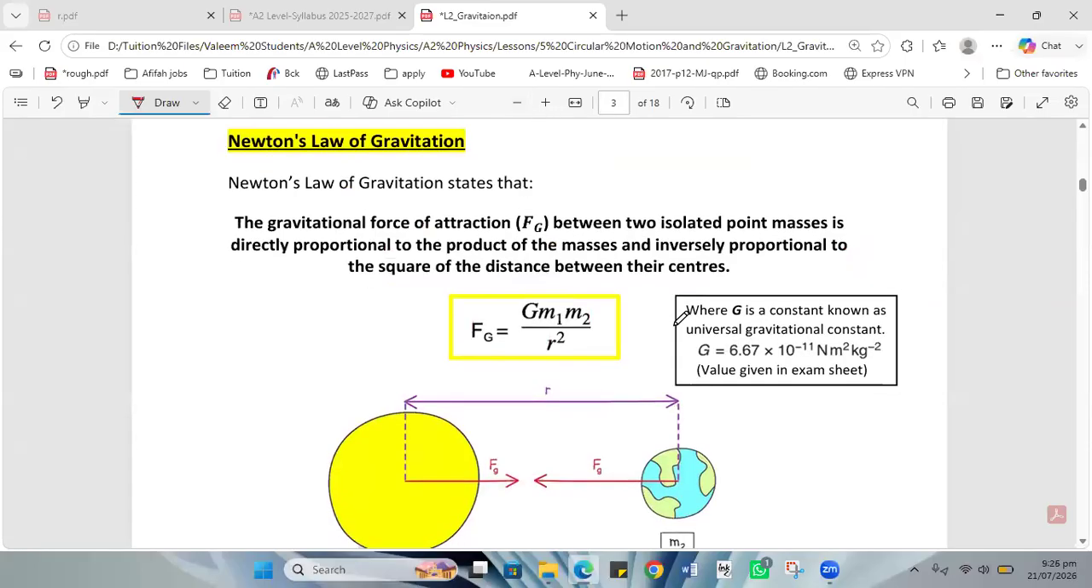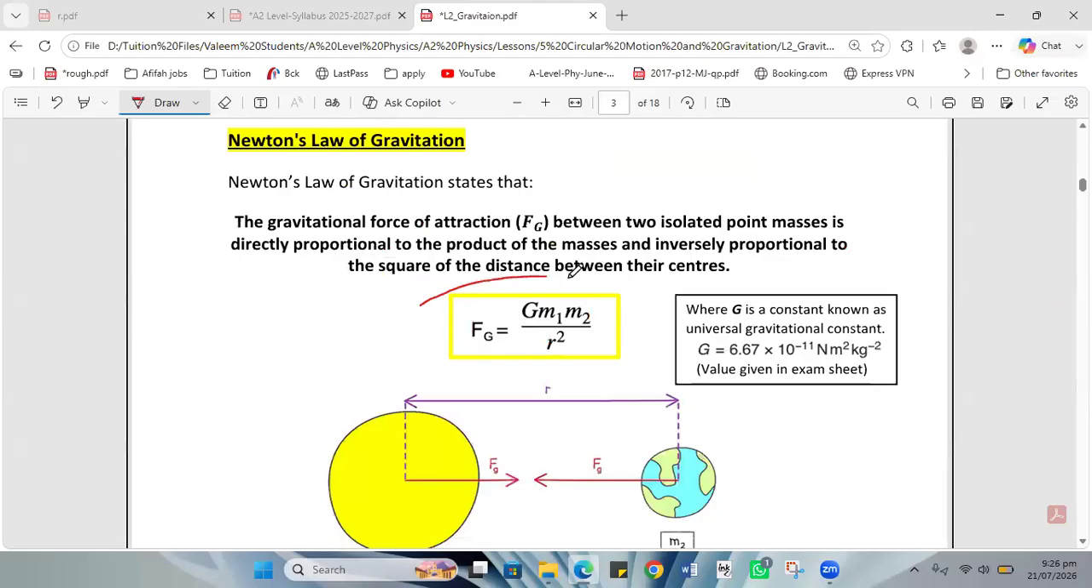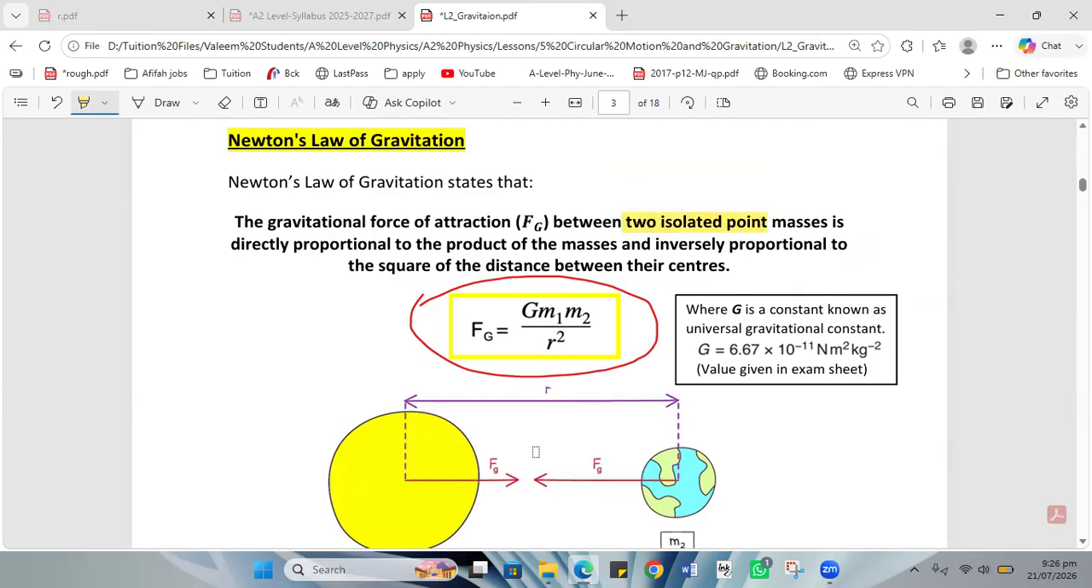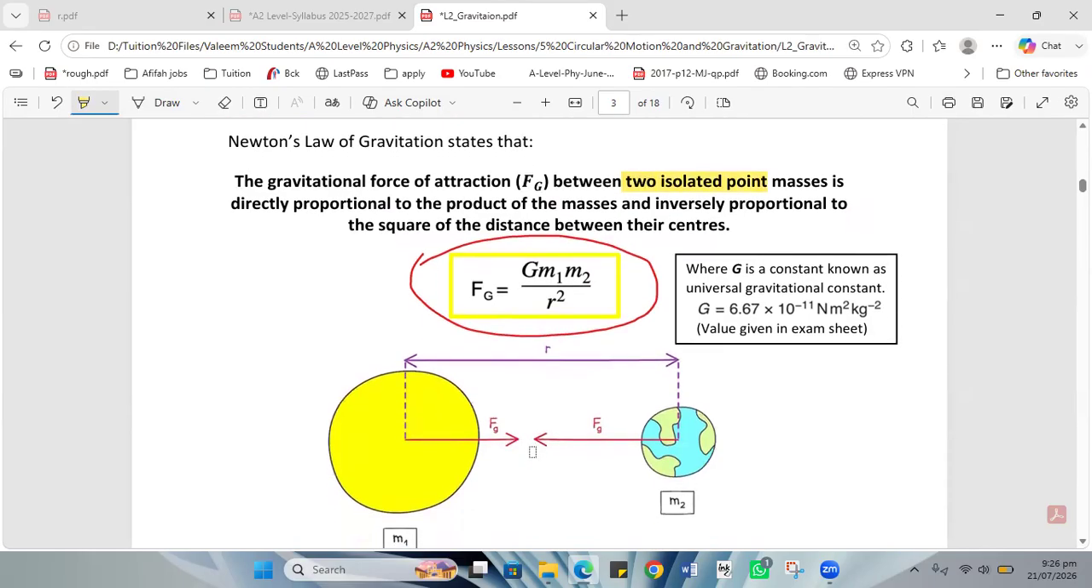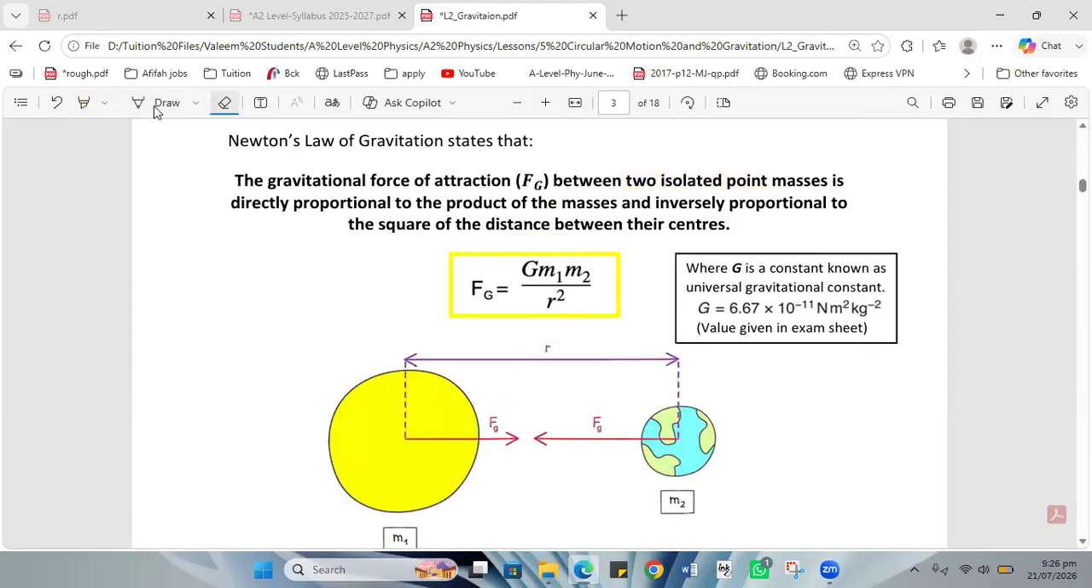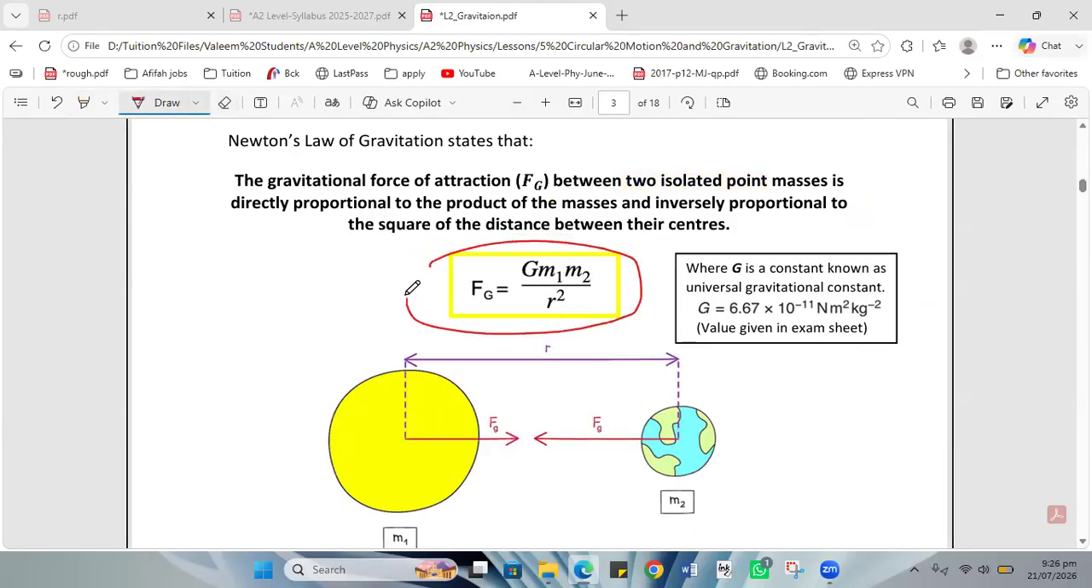Now, Newton's law of gravitation, a very important formula. Newton's law says that the gravitational force of attraction between two isolated masses is directly proportional to, actually, let's not read the sentence, just look at the formula. If you remember the formula, if you convert the formula into words, that's your definition for Newton's law.